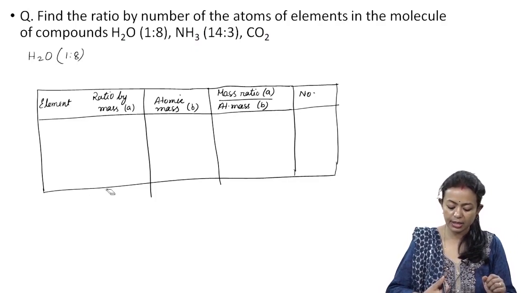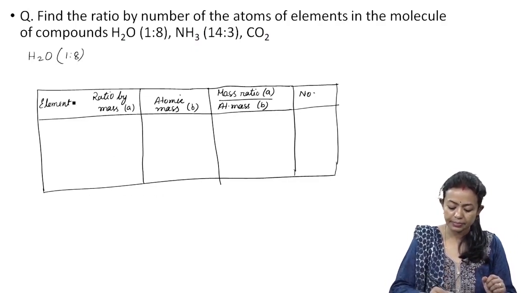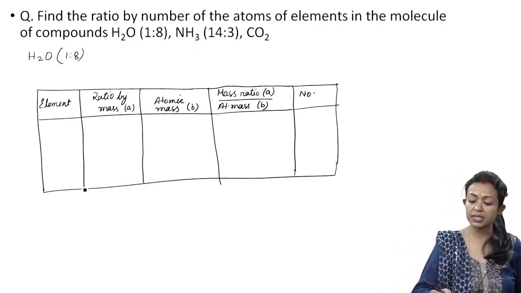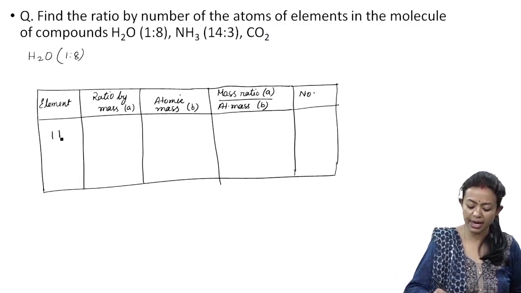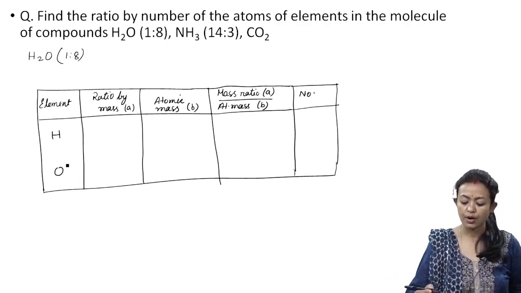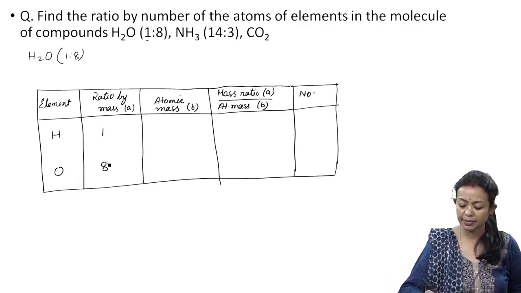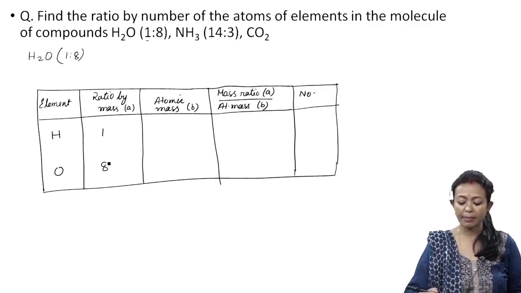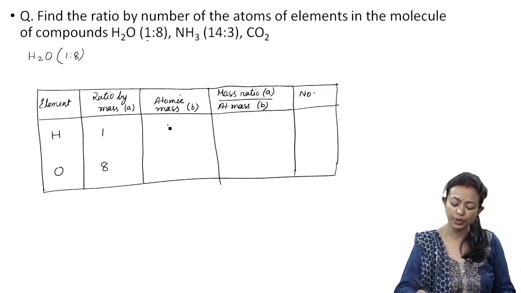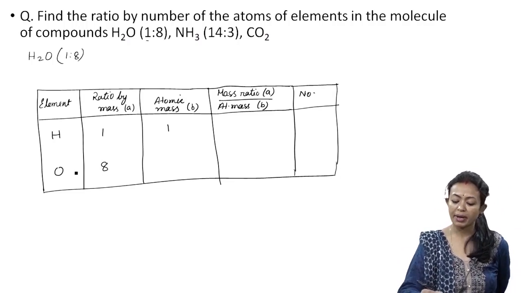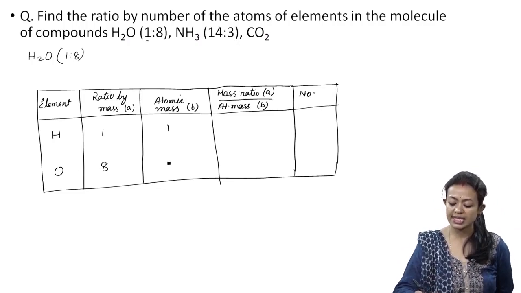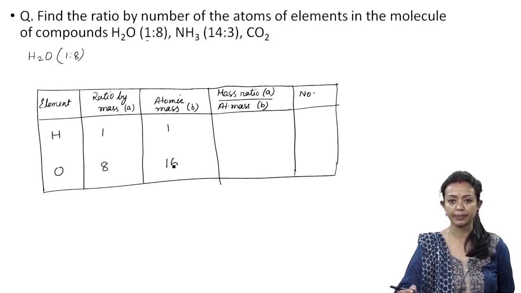Now let us start doing it. What are the elements in this compound? We have two elements, hydrogen and oxygen. Ratio by mass, what is given? It is given that hydrogen is 1, whereas oxygen is 8. Now we know the atomic mass of hydrogen is 1, so we put 1, and the atomic mass of oxygen is 16, so 16 is put up here.